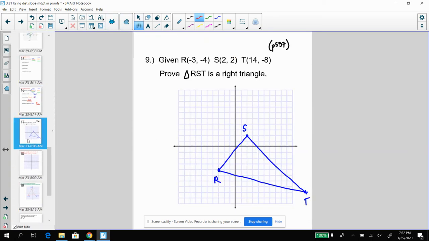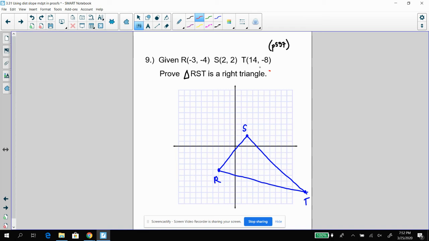So let's do some examples of problems. If I wanted to prove that this triangle is a right triangle, well, remember, if I'm proving that something is a right triangle, I'm going to use slope. So all you have to do here is figure out what the slope of RS is. The slope of RS is 6/5. The slope of ST is 5/-6.